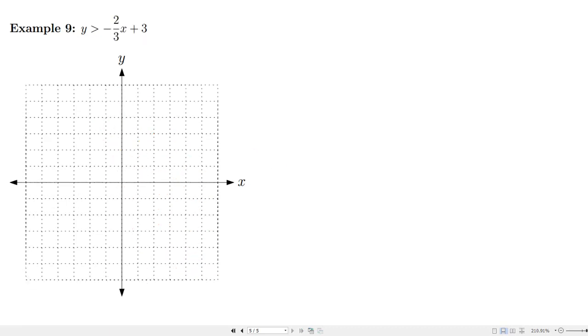Doing the same procedure here. Here we have y is greater than negative 2/3 x plus 3. So here, maybe you could just read this off now. What is m? M is negative 2/3. B is 3. And is this going to be dotted or a solid line?